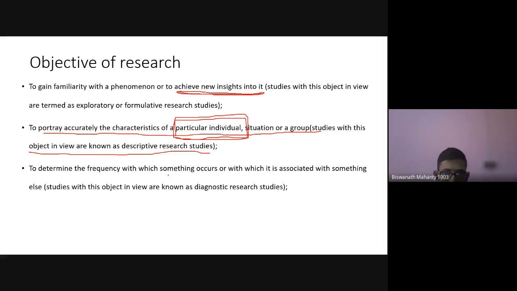Determine the frequency with which something occurs or which is associated with something else. This is very important. It is known as cause and effect, right? Like for example, you are exposed to some cold environment and you are getting some viral infections. So these are all hypotheses, right? Maybe some people have already proven. So you need to give some causation theory. Is it connected?